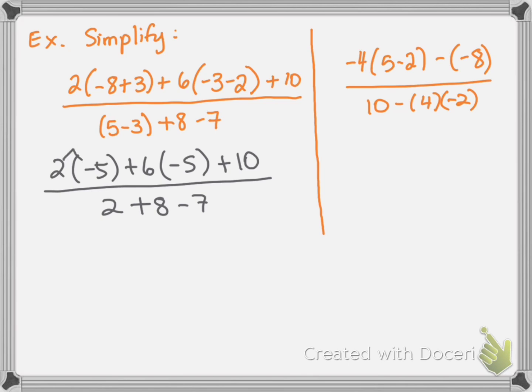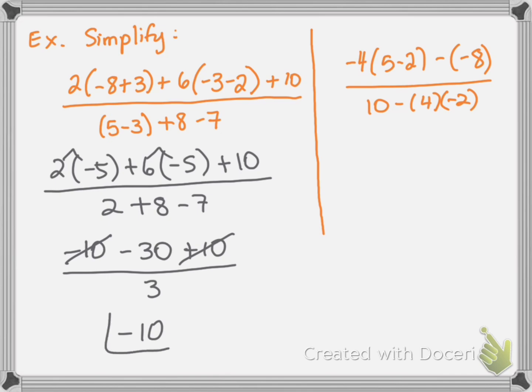So now we have the multiplications here. So we have negative 10, and then 6 times negative 5 is negative 30, and then plus 10 over, and we can do that addition. That's 10 minus 7 is 3. The negative 10 and the 10 cancel because 10 minus 10 is 0. And now that I have simplified completely, I can divide. Negative 30 divided by 3 is negative 10, and that's my answer.